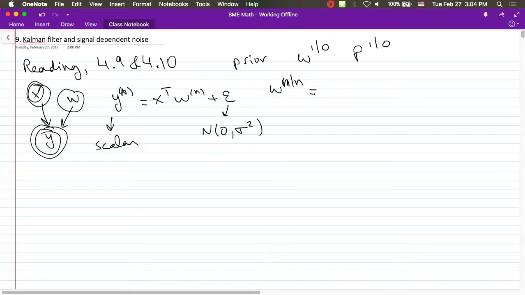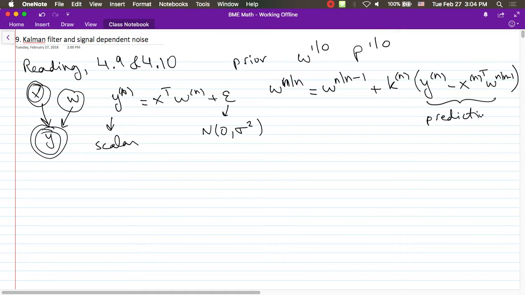After we've seen some data, we're going to update our prior belief based on the difference between what we observed, y of n, minus what we predicted, x of n transpose w of n, n minus 1. So this is our prediction error. This was the Kalman gain, which is a vector here. This was our prior. This is called our posterior.